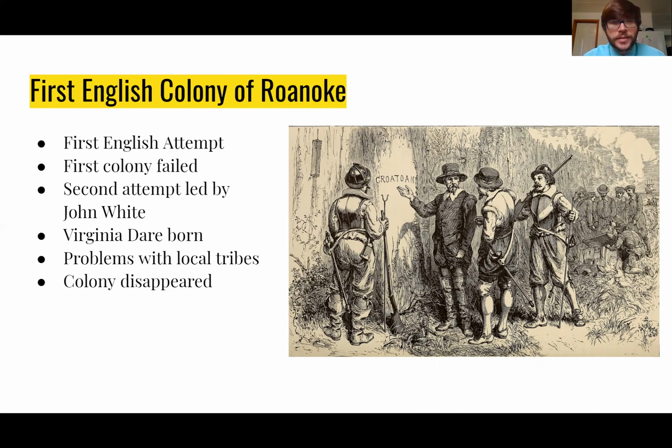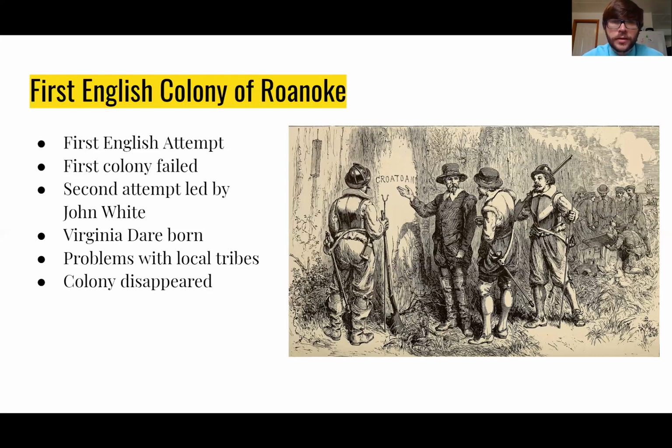There was a second attempt led by John White. During this time, he brought 100 more settlers to Roanoke. One of the first Americans was born in North America, who was named Virginia Dare, which is an important event. But they had a lot of problems with local tribes. The local Native Americans did not want them there, probably for some of the reasons we talked about on the last slide. Well, John White went back to England to try to get more support for his colony. When he came back a year later, the entire colony had disappeared.